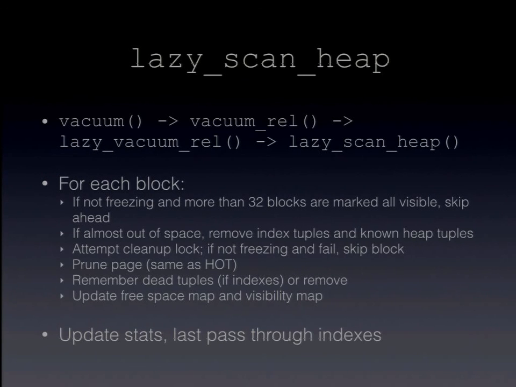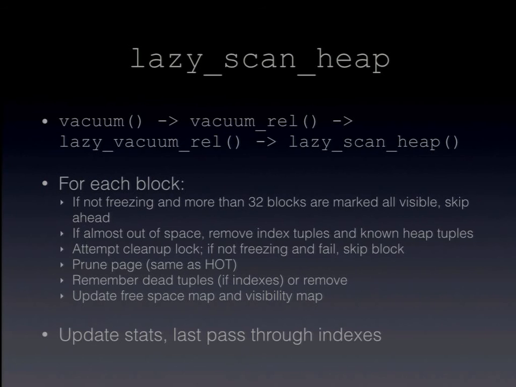And the reason for the 32 block limit there is it wants to try and avoid confusing the read ahead algorithm in the kernel. If we have almost run out of maintenance work memory space to remember tuples, it stops what it's doing, goes and removes all the index tuples from each index. It does the index scans, and then it removes the heap tuples.